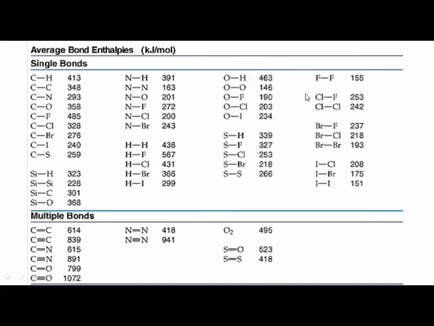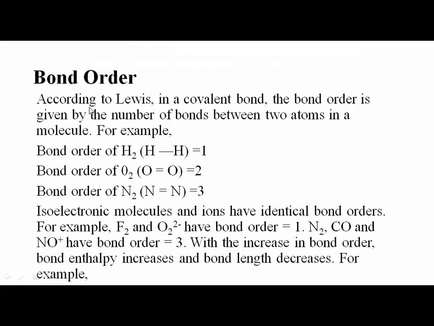So all these are the factors which affect the bond energy. Okay. Then what is bond order? Just now we have seen. According to Lewis, in a covalent bond, the bond order is given by the number of bonds between the two combining atoms in a molecule. For example, bond order of H2 is 1. O2, double bond, it is 2. Then N2, it is 3. So I can conclude, single covalent bond, bond order is 1. Double covalent bond, bond order is 2. Triple covalent bond, bond order is 3.